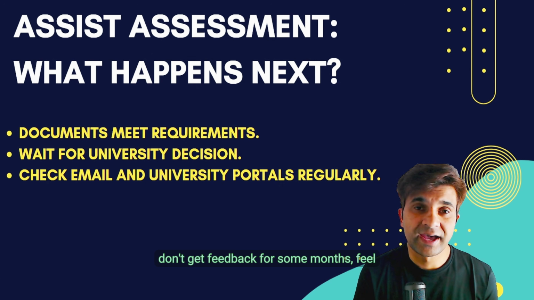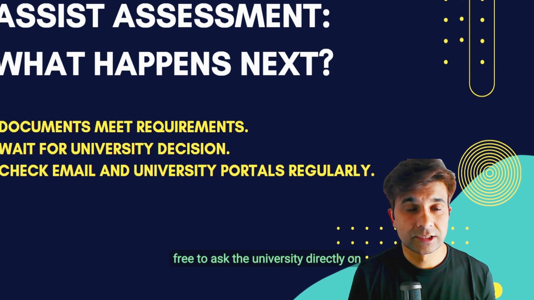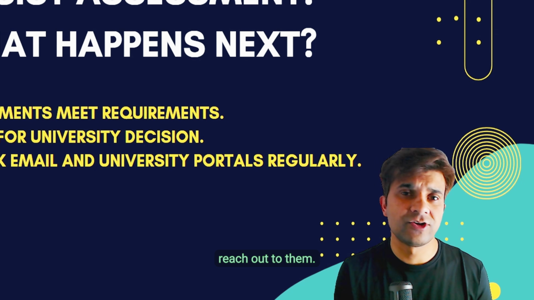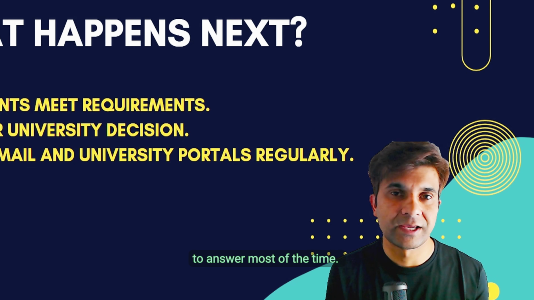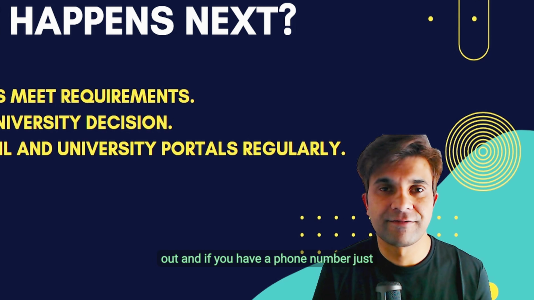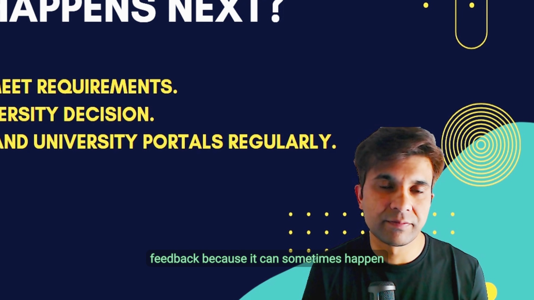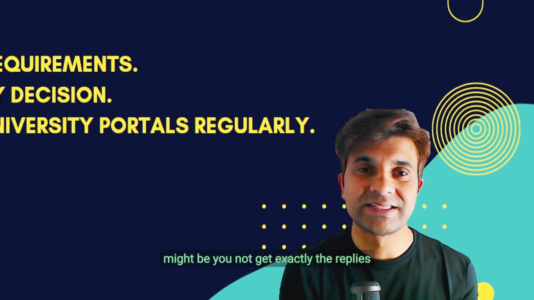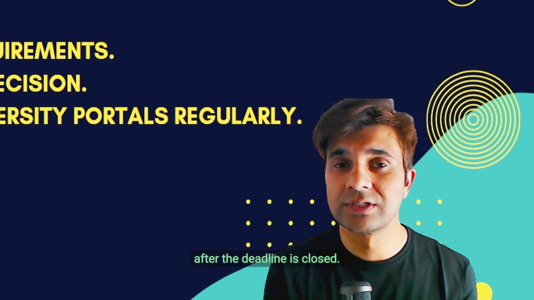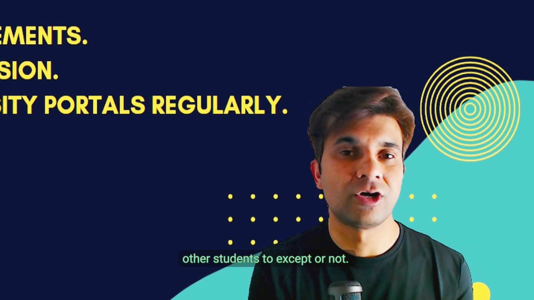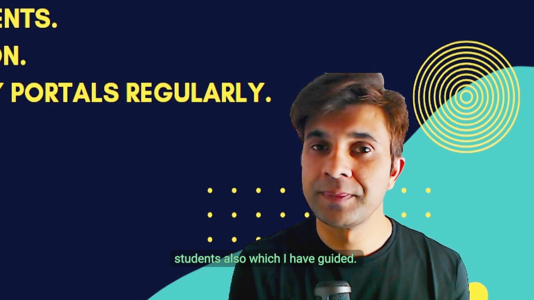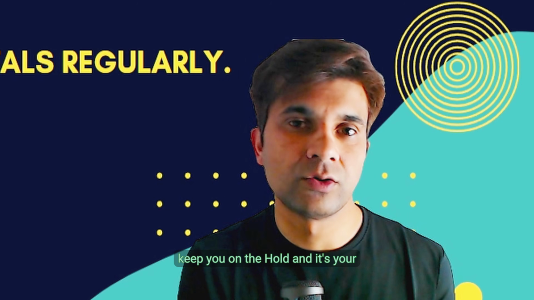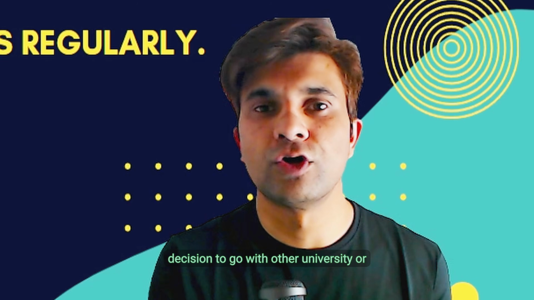But if you don't get feedback for some months, feel free to ask the university directly by email. You can find the emails on their university website and reach out to them. They are very polite and answer most of the time. So just reach out, and if you have a phone number, feel free to call them and get the feedback, because sometimes it can happen that they put you on the wait list. Then you might not get replies until after the deadline is closed. Maybe they are waiting for other students to accept or not. Sometimes it happened with my students also, whom I have guided. They were also on the waiting list. At the end, it was not a positive result, but they keep you on hold, and it's your decision to go with another university or wait for the decision.